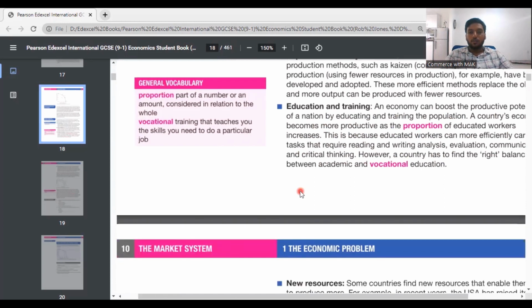So they have given a few definitions. Proportion: part or number of an amount considered in relation to the whole. Vocational training: training that teaches you the skills you need to do a particular job.